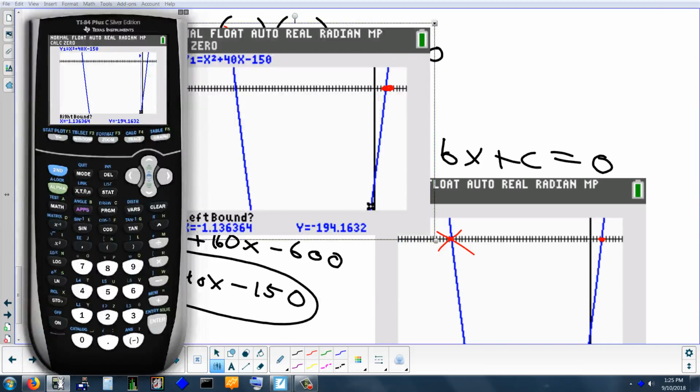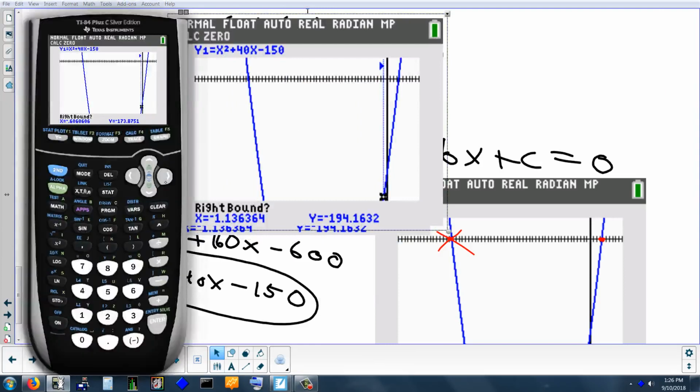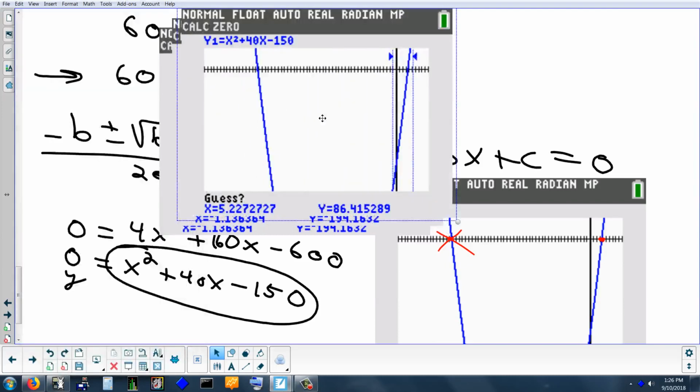And what it did, it's a little hard to see, but it put in this dotted line. That means it's going to look between the dotted line on the left, and now I need to put in another dotted line. So now keep traveling to the right until that y value is positive. Okay, so keep going. You can go off the screen if you want to, that's fine. But I just hit enter, and it put in another dotted line. So now my calculator is looking between those two dotted lines to try to find that point.